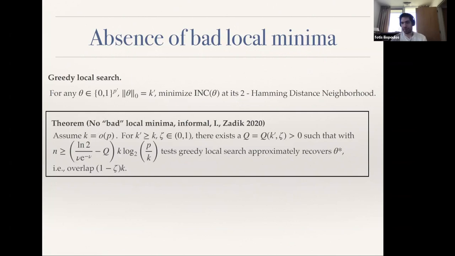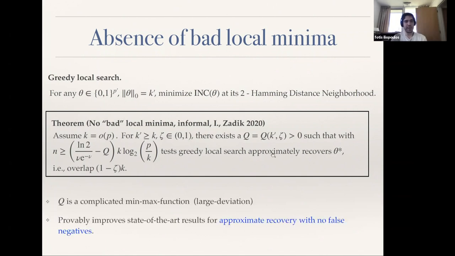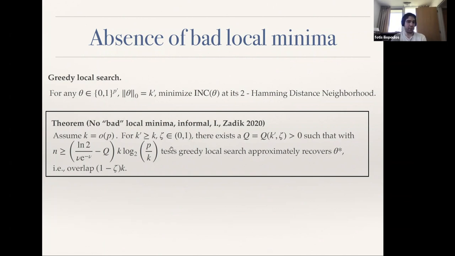So, okay. Now what we showed in terms of upper bounds. Our main theorem here is that, imagine that you want to study a greedy local search algorithm that works in the space of k-sparse vectors. Okay, so this is the space of k-sparse vectors of potentially infected individuals. And imagine that you have a local search algorithm that moves from vector to vector by minimizing the number of inconsistencies at its two Hamming distance neighborhood. Okay, so imagine that we want to analyze a very simple algorithm like that.